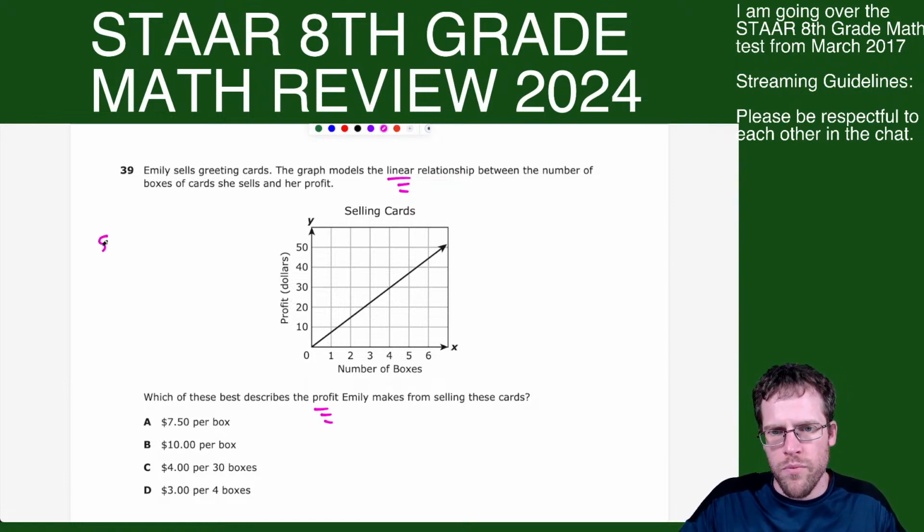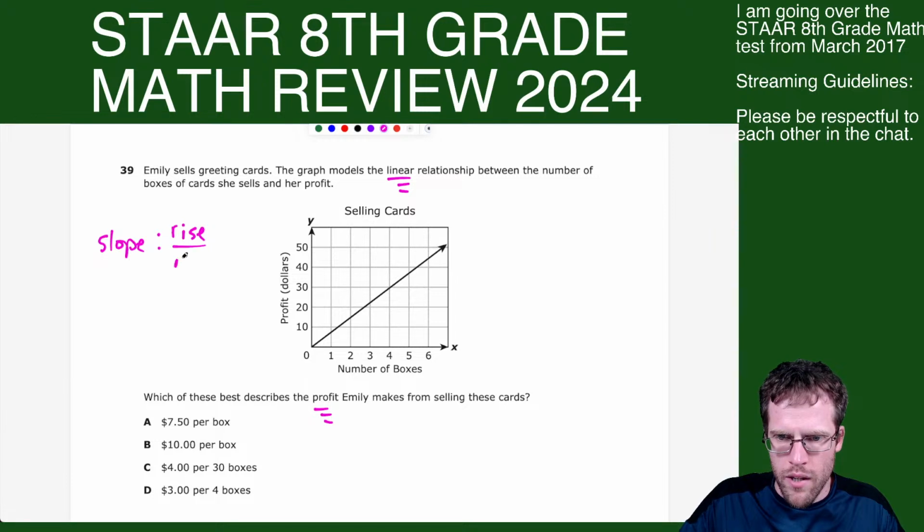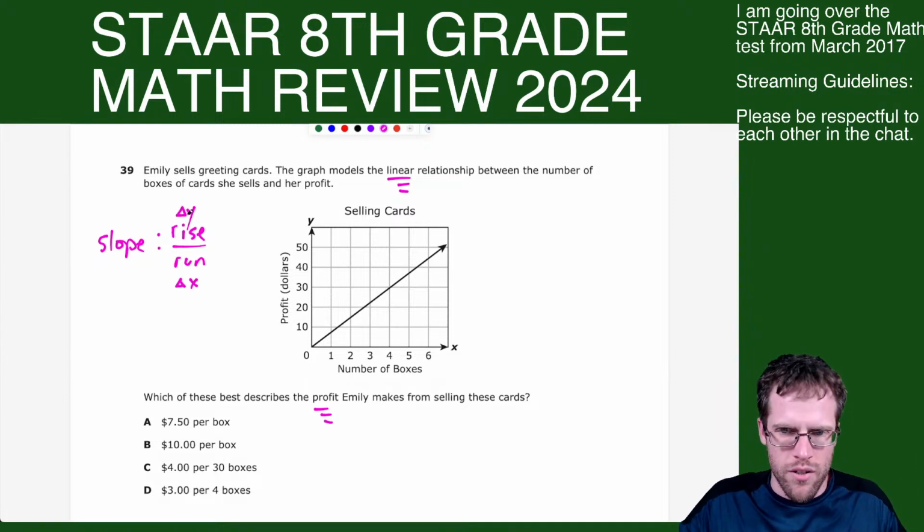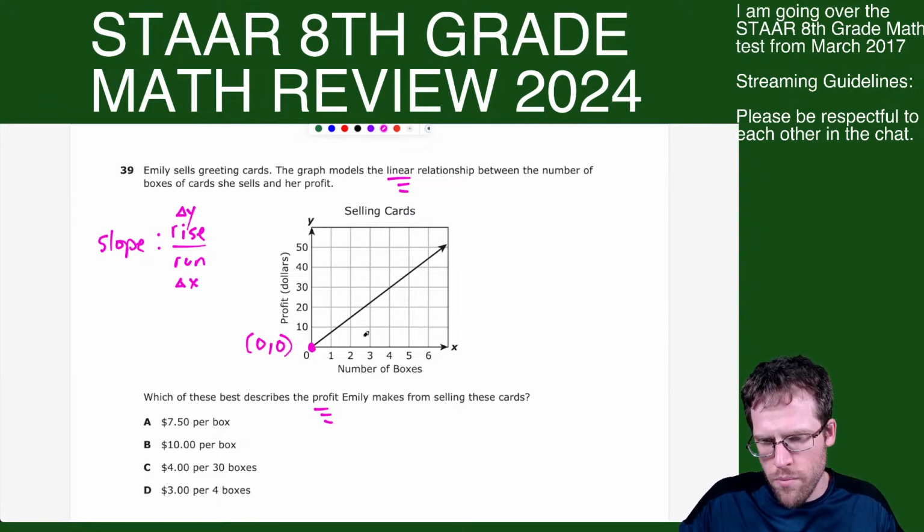When I think of slope, I think of rise over run. The rise is your change in y, and your run is your change in x. That little triangle, delta, means change. So change in y over change in x. And we're starting from 0, 0. So really what I can do here is just find the slope between 0, 0 and a well-defined point like this one, where the x is 4 and the y is 30.